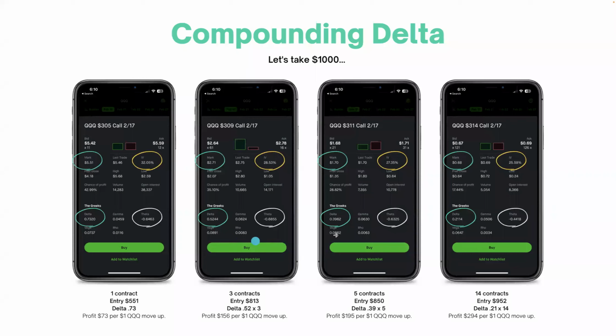So over here, this is further out. We can get 5 contracts in our budget, 39 cents on the delta times 5. We're making $195 every time the Qs go up $1.